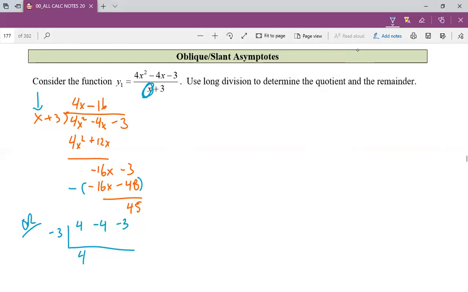And so our 4 comes down. We multiply, negative 3 times 4, negative 12. We add down, it's negative 16. We multiply, we get 48. We add down, we get 45.